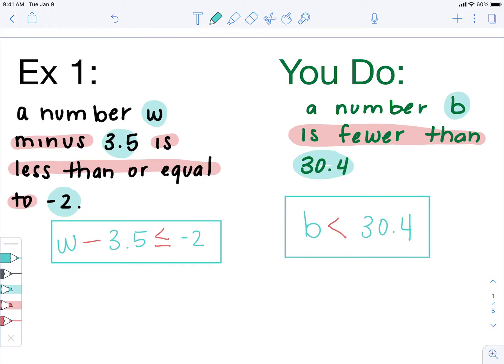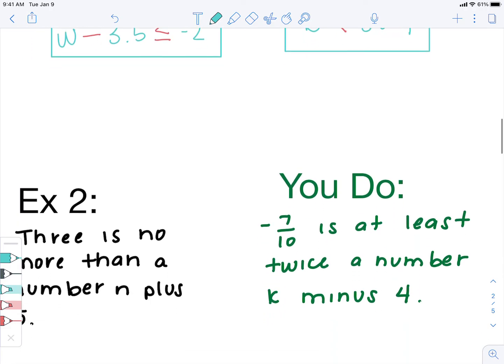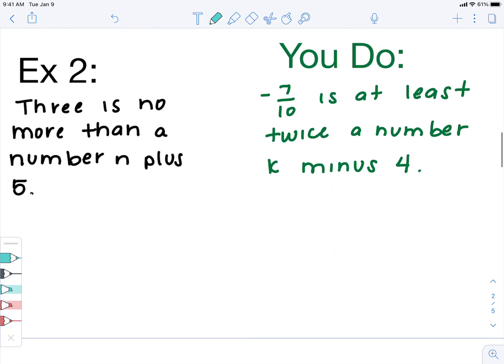Done. That was all they wanted me to do. No more words, just math symbols. Yeah, that was easy. Not bad, right? For now. What if we spice it up? What if we said 3 is no more than a number n plus 5?